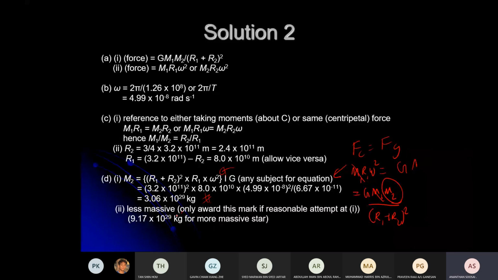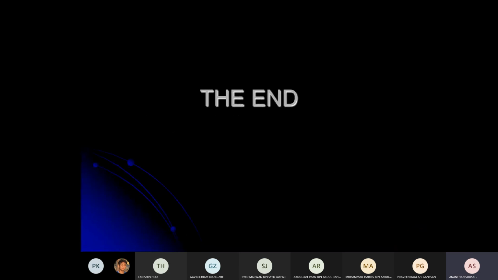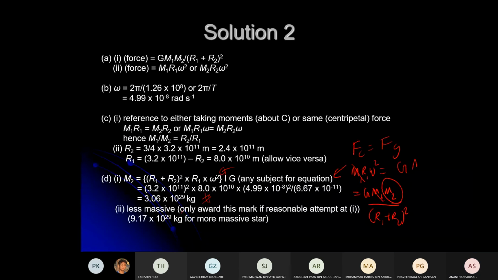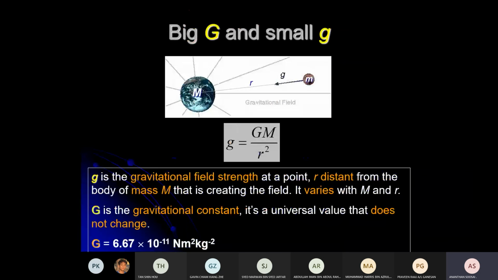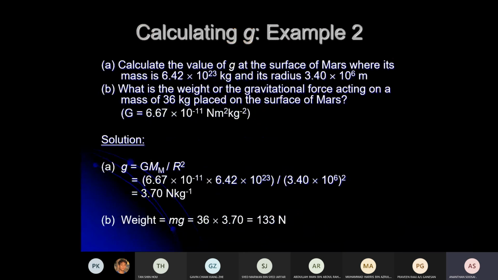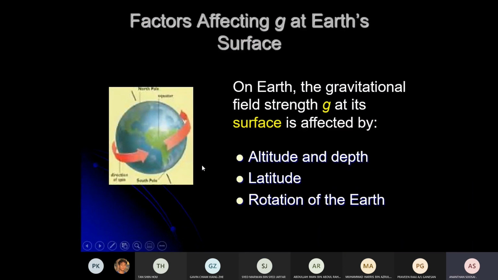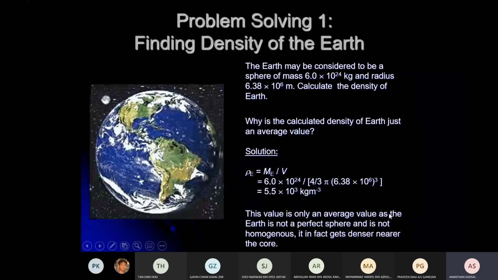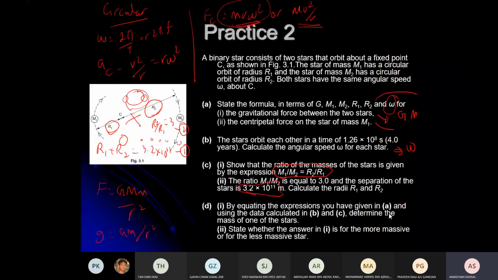The less massive star will have a greater distance. Okay, so that's all for part 1 of gravity. Any questions, guys? What you learned today is what affects this g: altitude, latitude, and rotation. Then after that we did some questions, and I told you that gravitation is always together with circular motion, so you have to recall your circular motion knowledge.